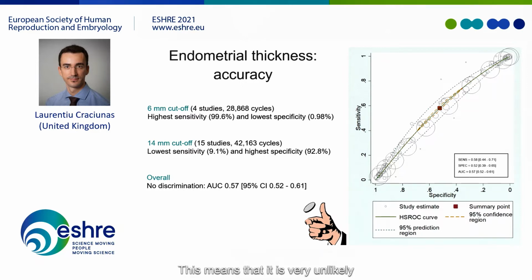This means that it is very unlikely to have a clinical pregnancy following an embryo transfer with an endometrial thickness less than 6 millimeters, so it is more of a marker of endometrial non-receptivity. We can't predict the fate of a transfer if the thickness is more than 6 millimeters. How often do we see a thickness of less than 6 millimeters in clinic? Almost never. On the opposite side is a cutoff of 14 millimeters that has a low sensitivity of only 9%, but a high specificity of over 90%. Again, useless in guiding us what to do with the embryo transfer.